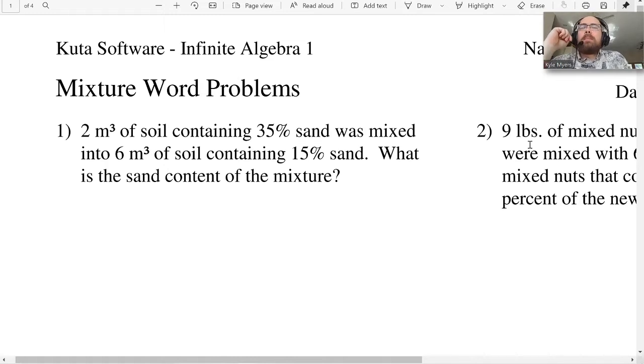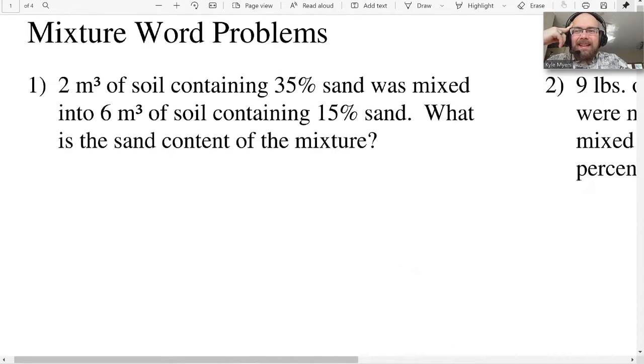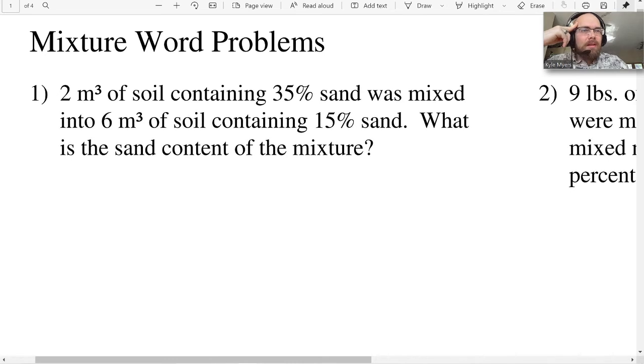This is mixture word problems. So, just word problems that have to do with mixing things. That's literally what it sounds like. Let's look at this first question here and jump right on in.